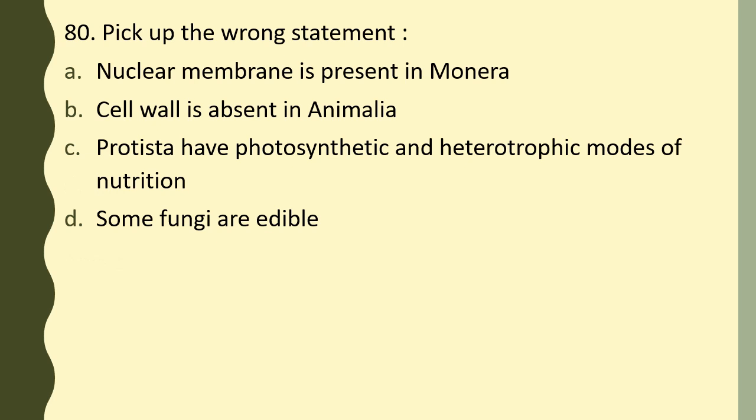Question number 80. Pick up the wrong statement. Nuclear membrane is present in Monera. Cell wall is absent in Animalia. Protista have photosynthetic and heterotrophic mode of nutrition. Some fungus are edible. Which of the following statement is wrong? Correct answer is option A is wrong. Nuclear membrane is absent in Monera, not present.